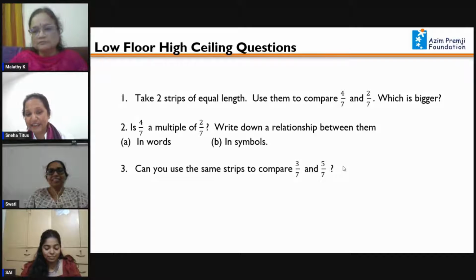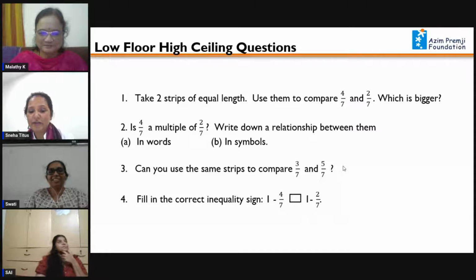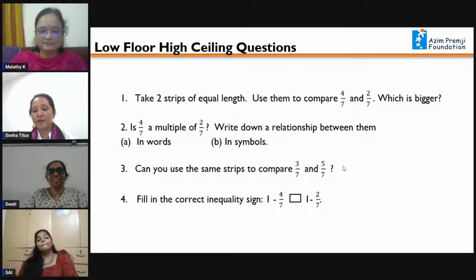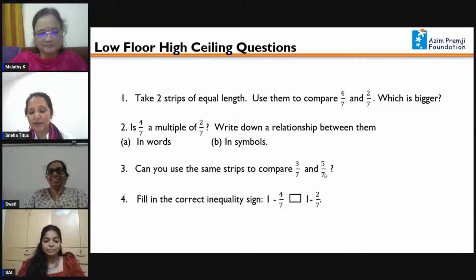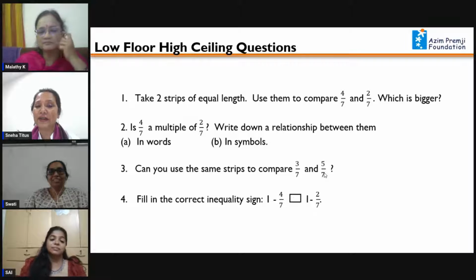And finally, you will see a question which is far beyond fifth standard. But if they have taken the approach we discussed just now, perhaps they'll be able to do this. And this is the essence of the low floor, high ceiling questions.